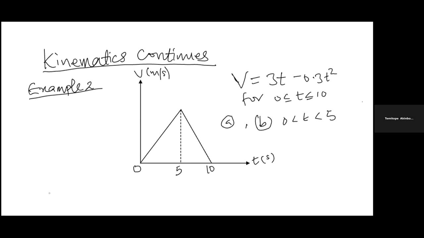Question A: show that the greatest velocity of P during the motion is 10 meters per second. B: find the value of t in the interval 0 less than t less than 5, for which the acceleration of Q is the same as the acceleration of P. So let me see your attempt.